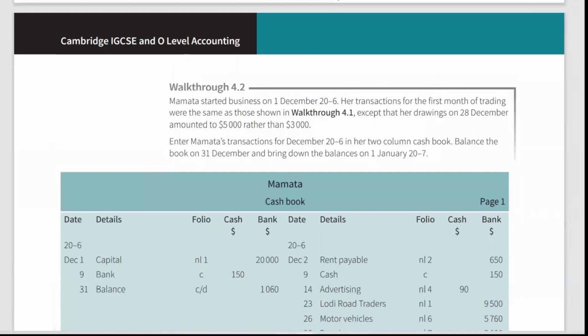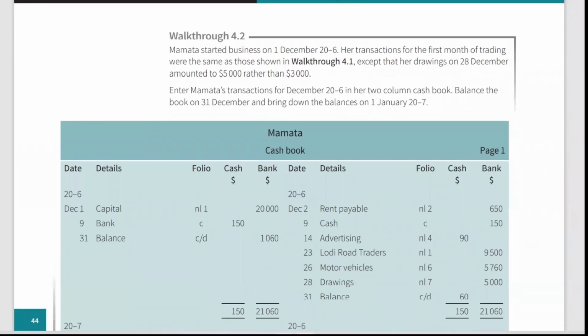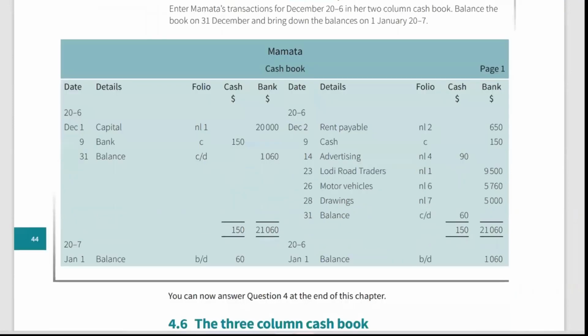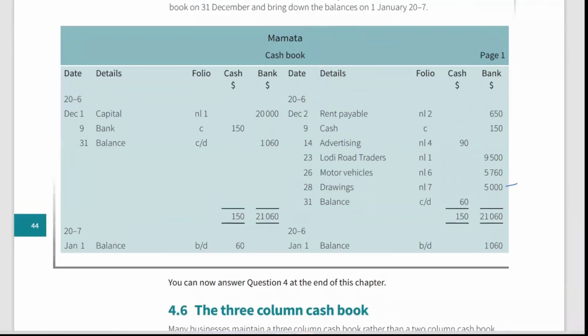Okay. Walkthrough 4.2. What do we have here? Everything is the same, I believe, as shown in 4.1, except her drawings were 5,000 rather than 3,000, and everything else is the same. So this time it's 5,000. It used to be 3,000. Since that happened, the balance changed, right? Now the bank account credit side is bigger.